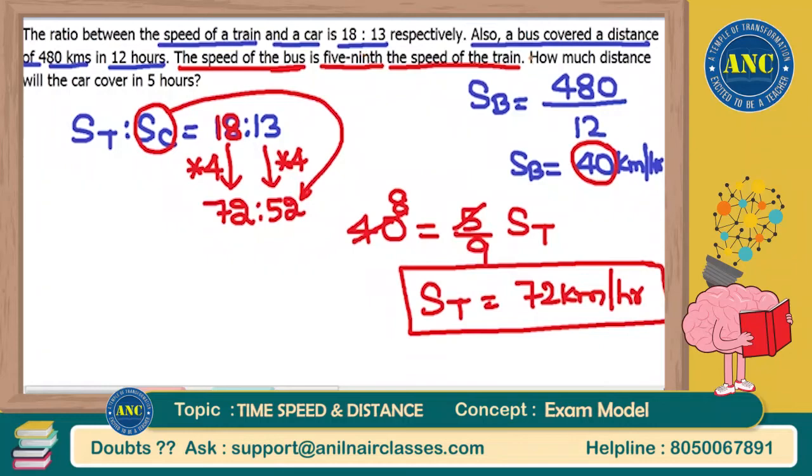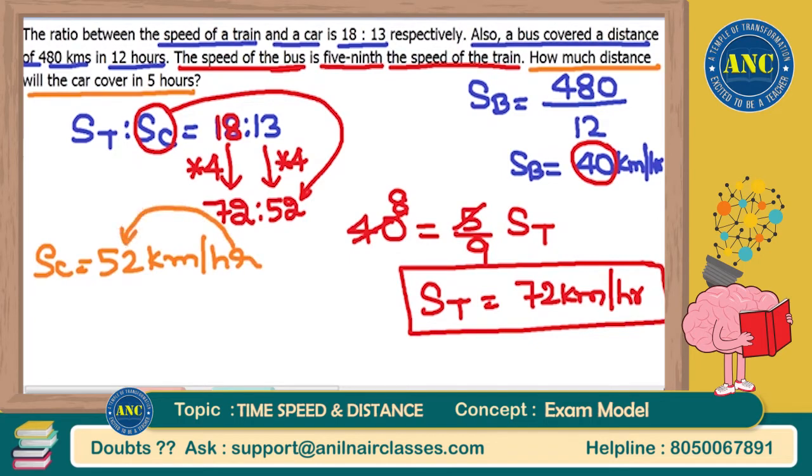What is the last statement? How much distance will the car cover in 5 hours? The speed of the car is 52 kilometers per hour. The meaning of 52 kilometers per hour is that in 1 hour it will cover 52 kilometers. But they are asking you to find for 5 hours.